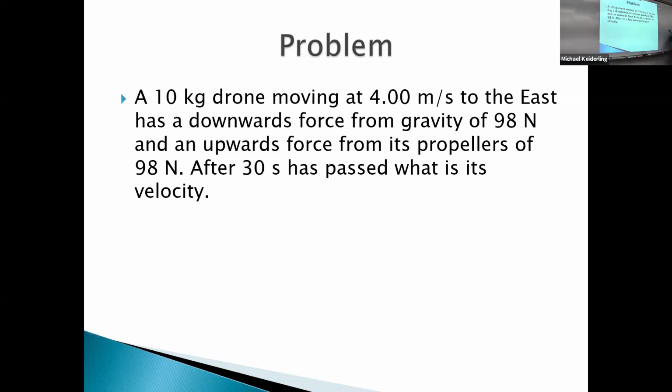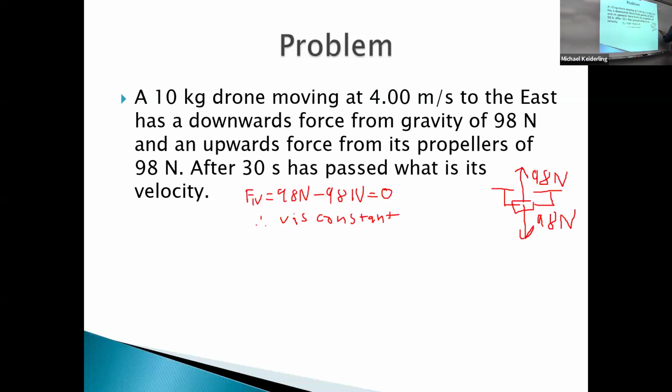So, total force here is 0. 98 newtons up, 98 newtons down. They cancel out. So the velocity will be constant, 4 meters per second to the east.